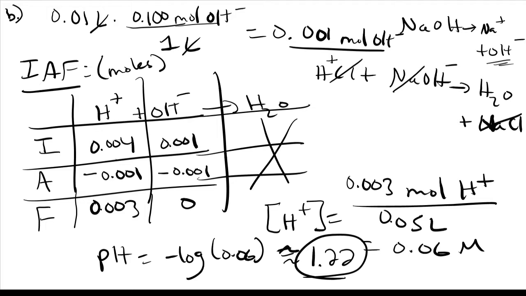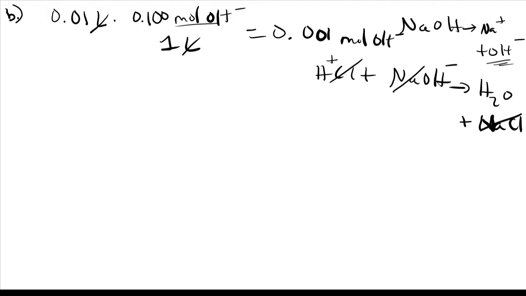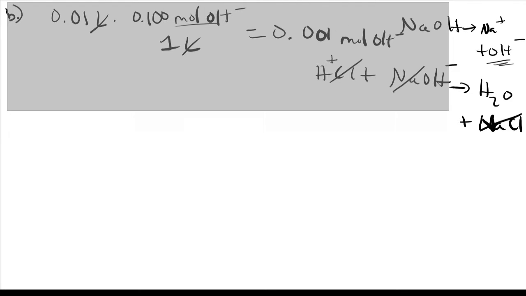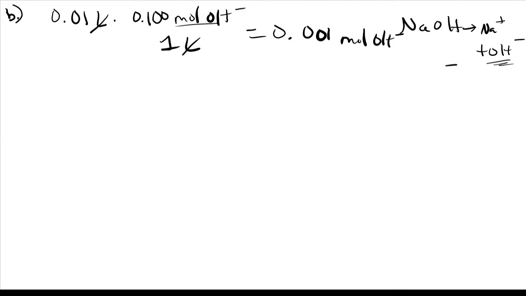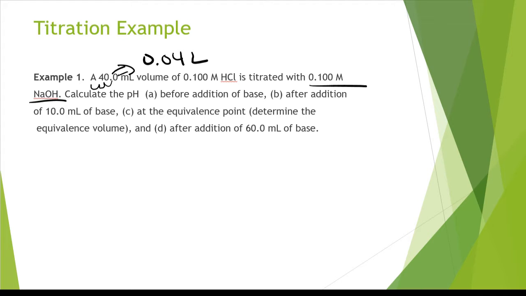So that's part B. Let's go ahead and just delete this real quick. Alright, delete that. Alright, we're going to go ahead and do part C now. So part C was at the equivalence point and then determine the equivalence volume, which we did.